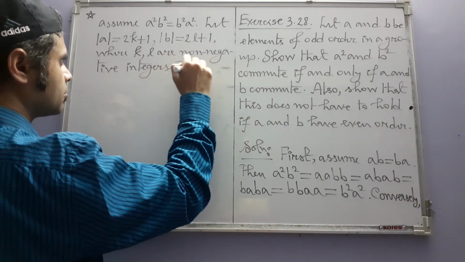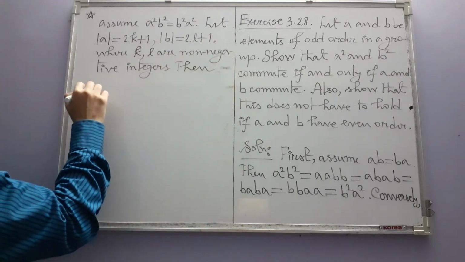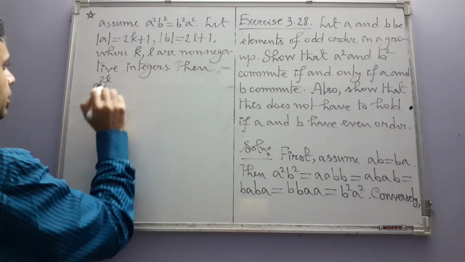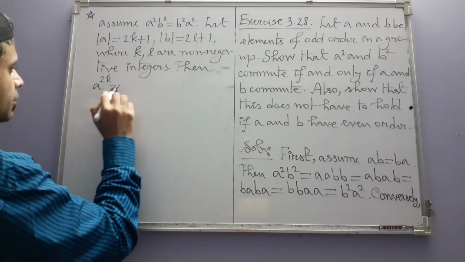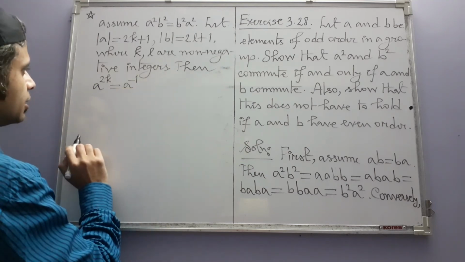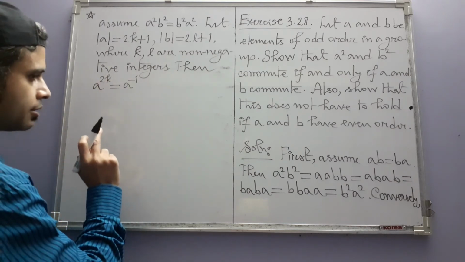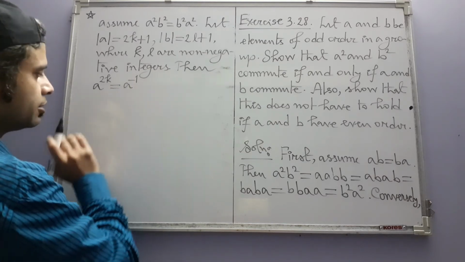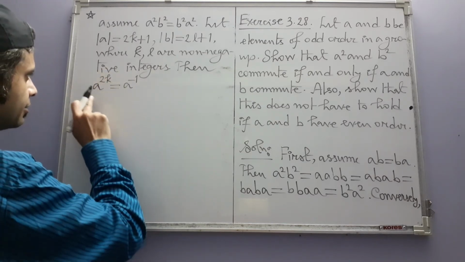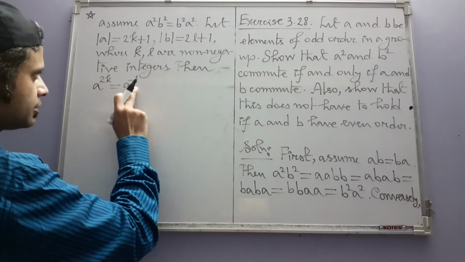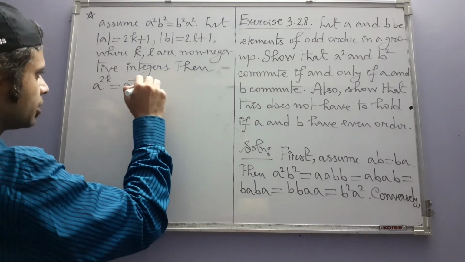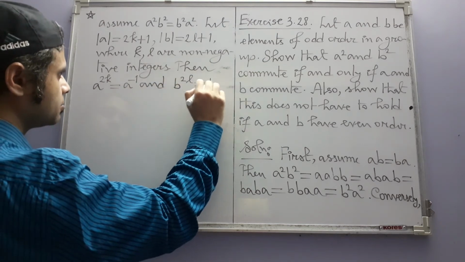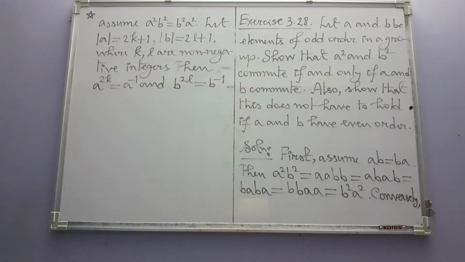Then what is A to the power 2k? A to the power 2k then will be A inverse, because A to the power 2k plus 1 is identity. So if you multiply on both sides by A inverse and use the rules of exponents, you will get A to the power 2k on the left side, and on the right side you will have A inverse. Similarly, B to the power 2l is B inverse.